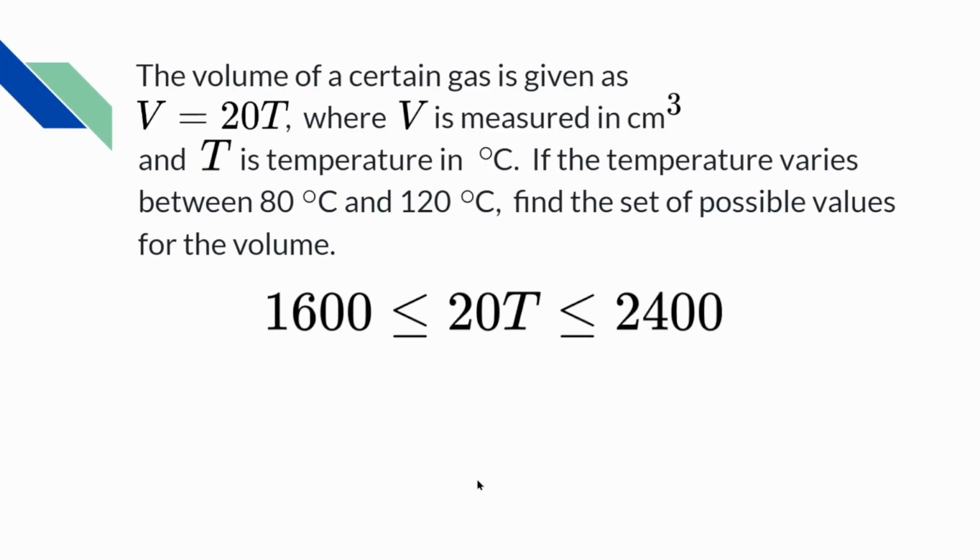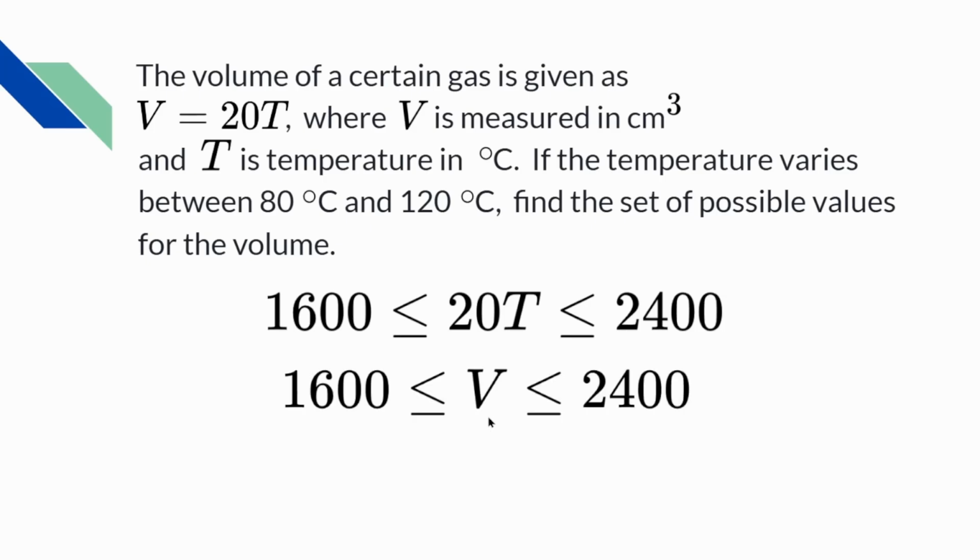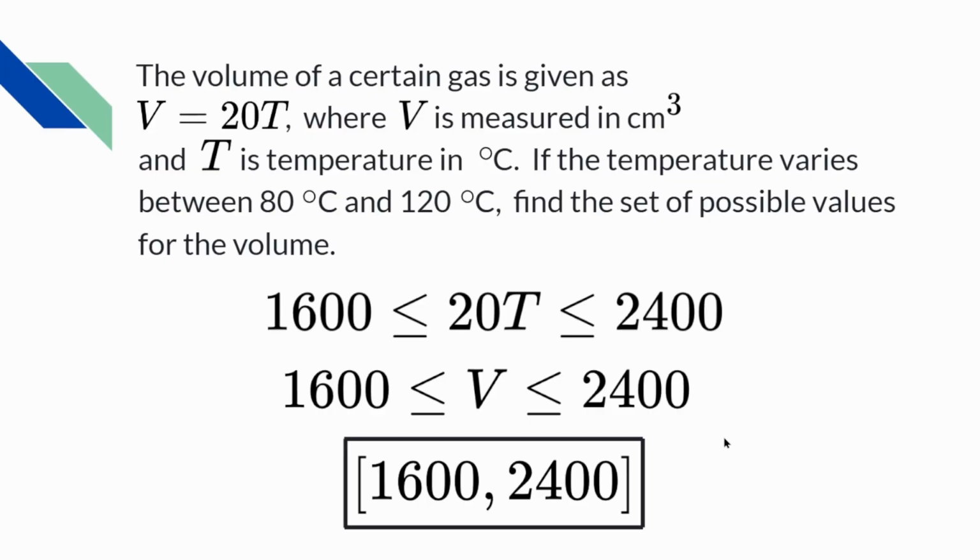Let's take this result to the top of the screen. Okay, this is the compound inequality, all right? And we know that V equals 20T. So in the middle here, we can replace 20T with V, all right? So V, the volume, varies between 1600 cubic centimeters and 2400 cubic centimeters, all right? So if we wanted to report that answer in interval notation, here's what it would look like. All right, we have 1600 up to 2400. Okay, those are the possible values for the volume V.